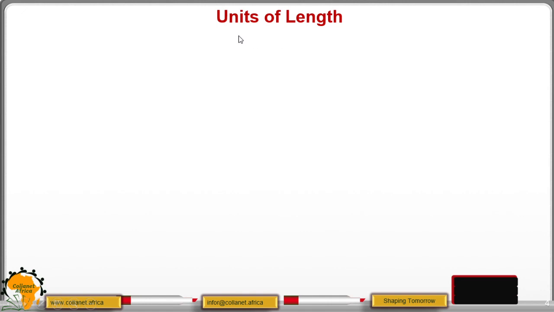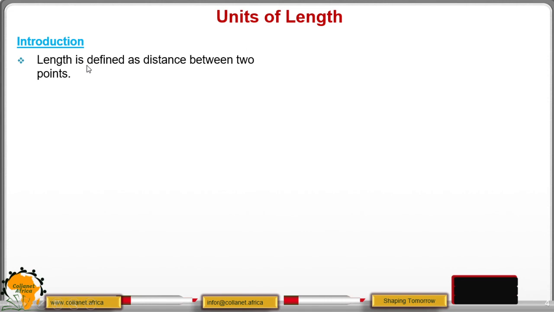In this lesson, we are going to discuss the units of length. We start with the introduction. In our introduction, we are going to define the term length, and length is defined as the distance between 2 points.